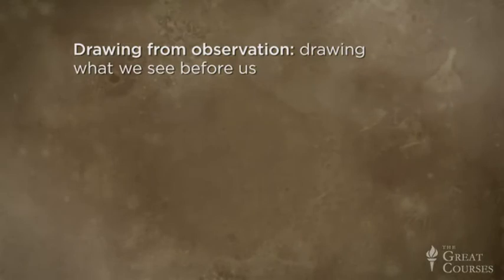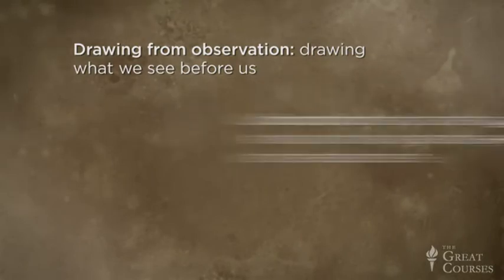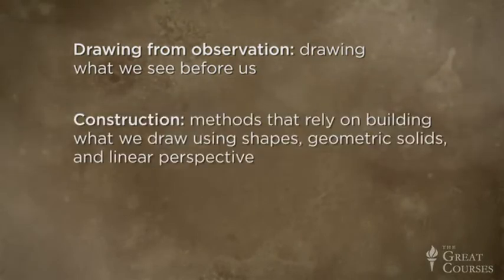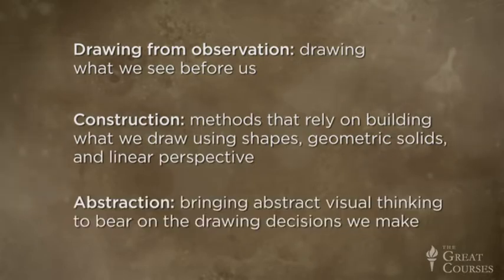Many people have the idea that artists stand in front of a model, a still life, or landscape and draw what they see. But in fact, most of the art you've likely seen, drawings, paintings, and the like, was arrived at through some mix of what I'd refer to as observation, construction, and abstraction. Drawing from observation means drawing what we see before us. Construction refers to the methods for drawing that rely on building what we draw using shapes, geometric solids, and linear perspective. We'll be combining both approaches.